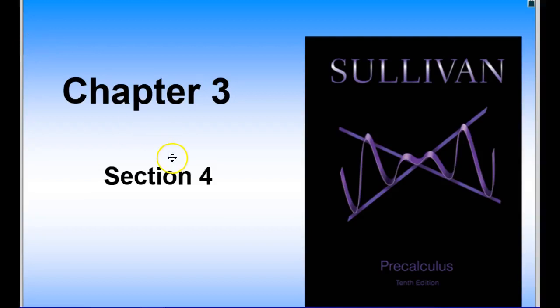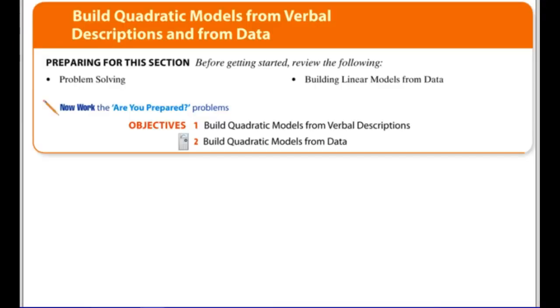All right, here we're looking at section 4 in chapter 3. Our learning targets for today: we're going to be building quadratic models from verbal descriptions and then building those quadratic models from data. Whenever you see this calculator icon, that's where I'm going to be showing you how to use Desmos, because that's something you will always have when you have internet access.